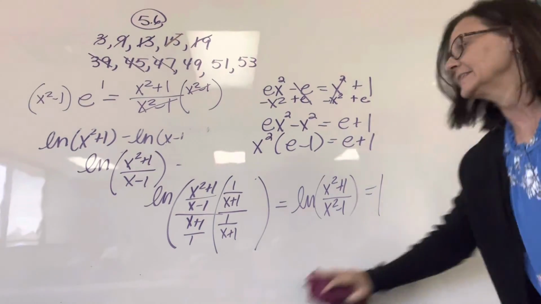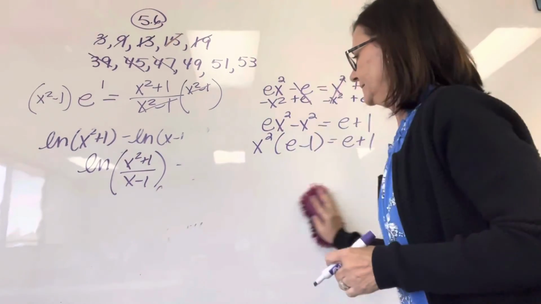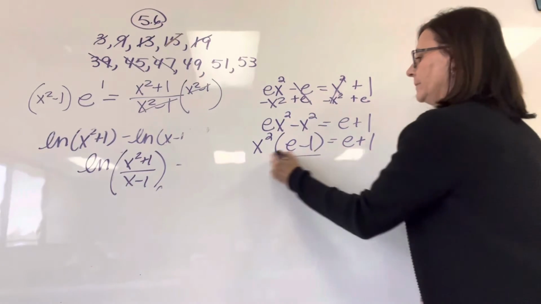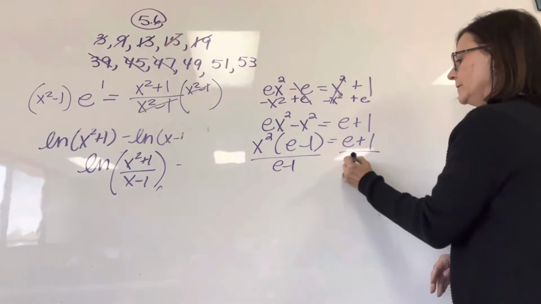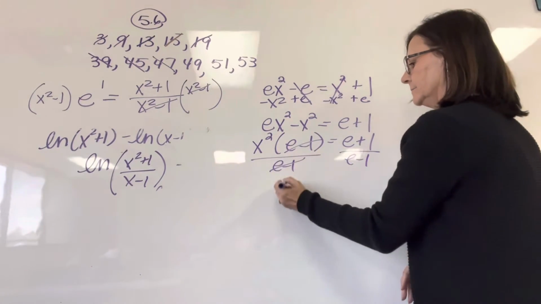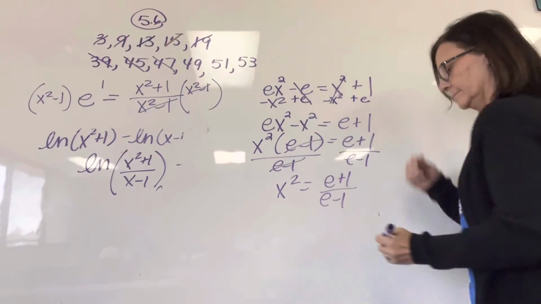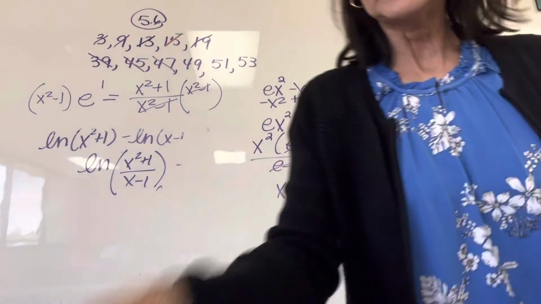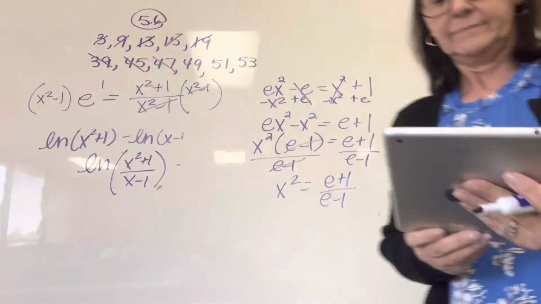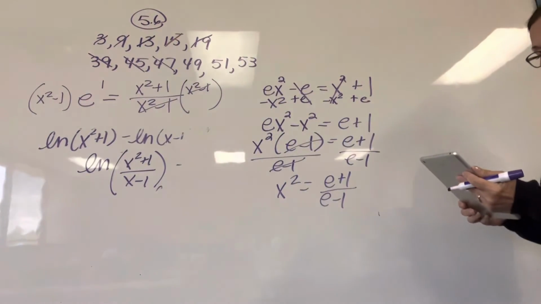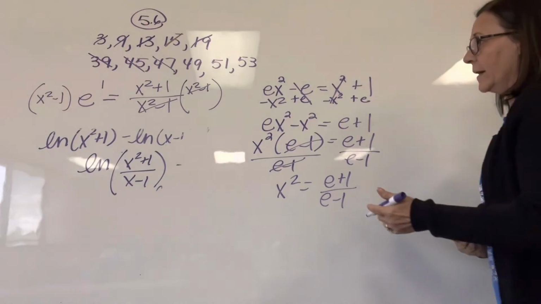I'm going to have to erase this. Divide by e minus 1 on both sides. And can it be two solutions because it's squared? You have to take the square root. Yes, you have to take the square root. But can it be negative?